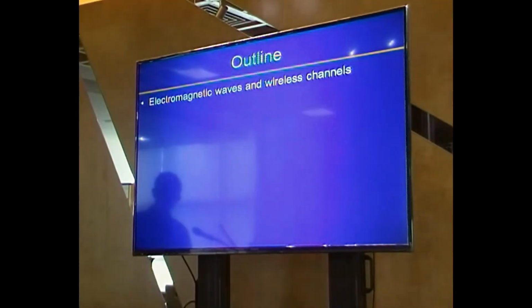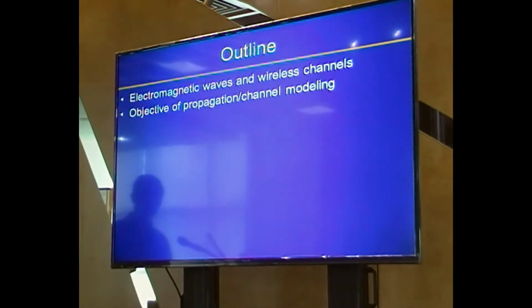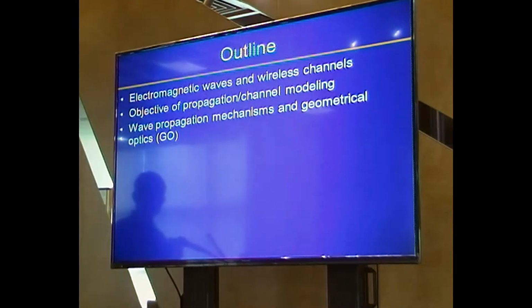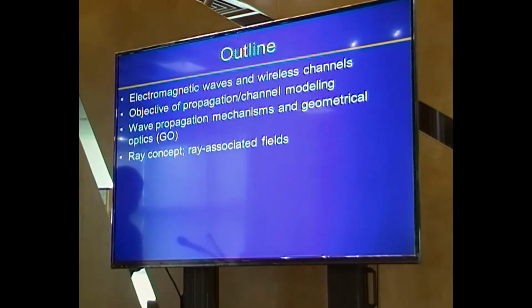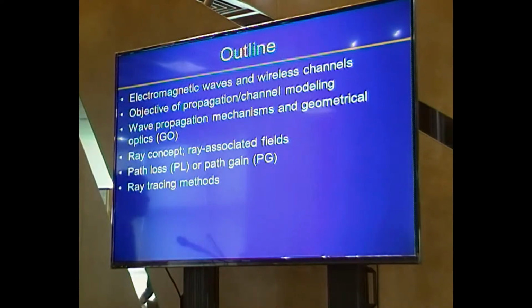Okay, so the outline here: first we talk about electromagnetic waves and wireless channels, and then we look at why we do propagation modeling or channel modeling. Then wave propagation mechanisms and geometrical optics, to see why we need geometrical optics for the calculation of signals. Then we introduce the ray concept and the ray-associated fields. In that case, we'll try to solve a very complicated problem using a simple method. And then the most useful parameter we need is the path loss or path gain in the large-scale propagation model. When we measure or simulate, we calculate the path loss or path gain.